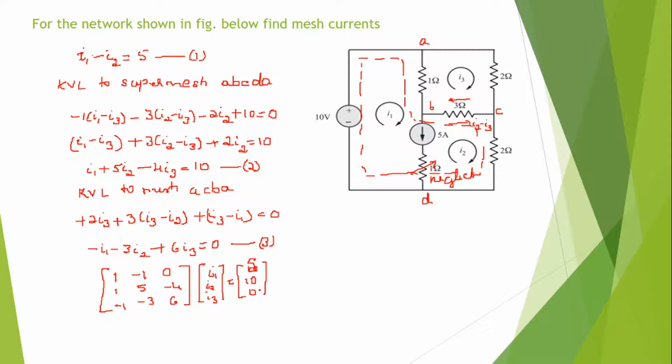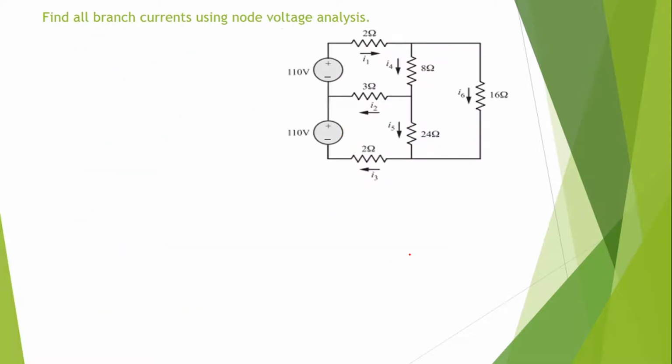So by solving you will get I1 equal to 7.5 amps, I2 equal to 2.5 amps and I3 equal to 2.5 amps. So 7.5 amps I1, 2.5 amps I2, and 2.5 amps I3. So like this we need to find the solution. Okay, let us see further.